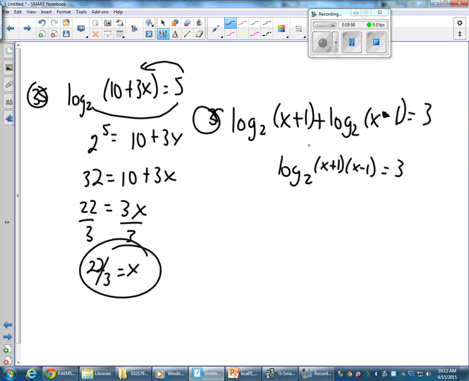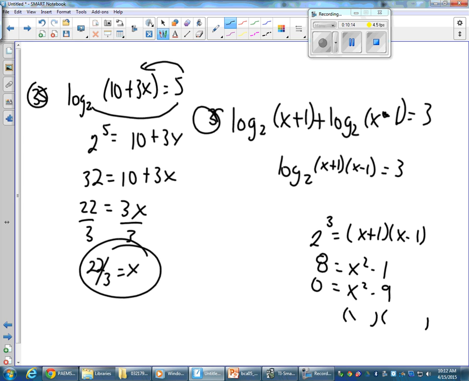Now that I have it as a single logarithm, 2 cubed equals x plus 1 times x minus 1, which would be 8 equals x squared minus 1. Or subtract 8, I get x squared minus 9. So if I factor this, x minus 3 and x plus 3, I'd get x equals 3 and negative 3.